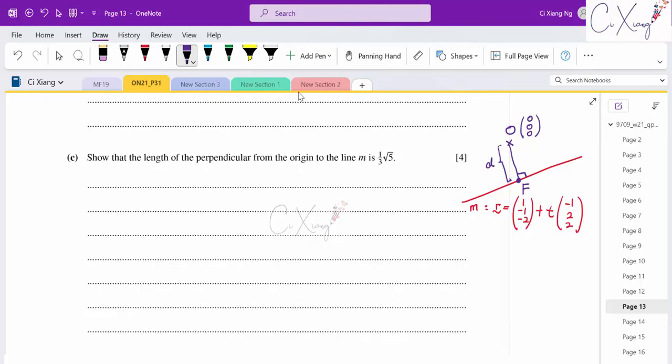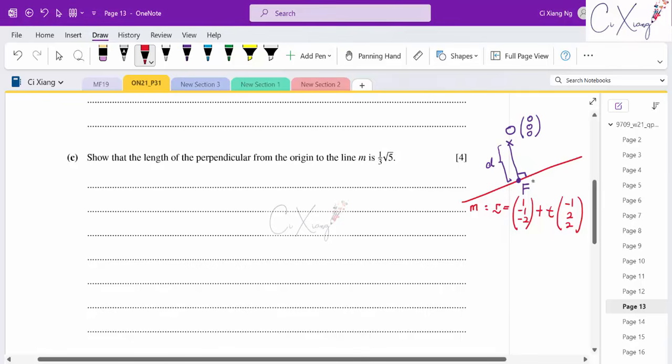So this is a perpendicular length or perpendicular distance from the origin to the line M. Okay, so first of all, to find out the length of OF, I need to know what is the vector of OF first. Since the point F lies on the line M, the position vector of F is equal to the vector equation of the line M. This is a small piece of knowledge that you need to know.